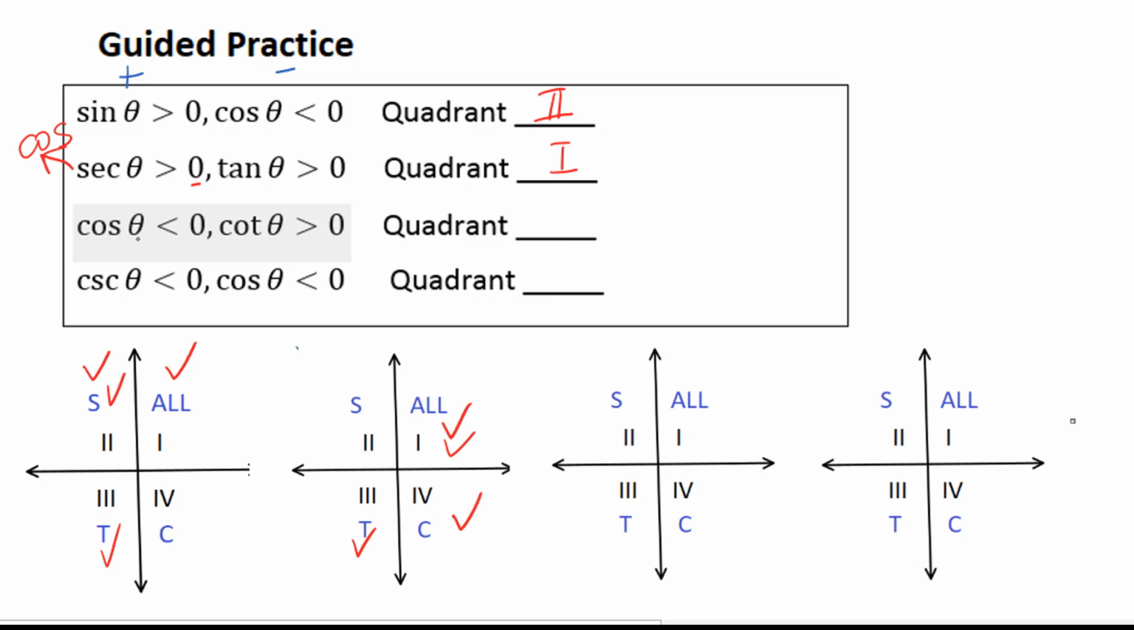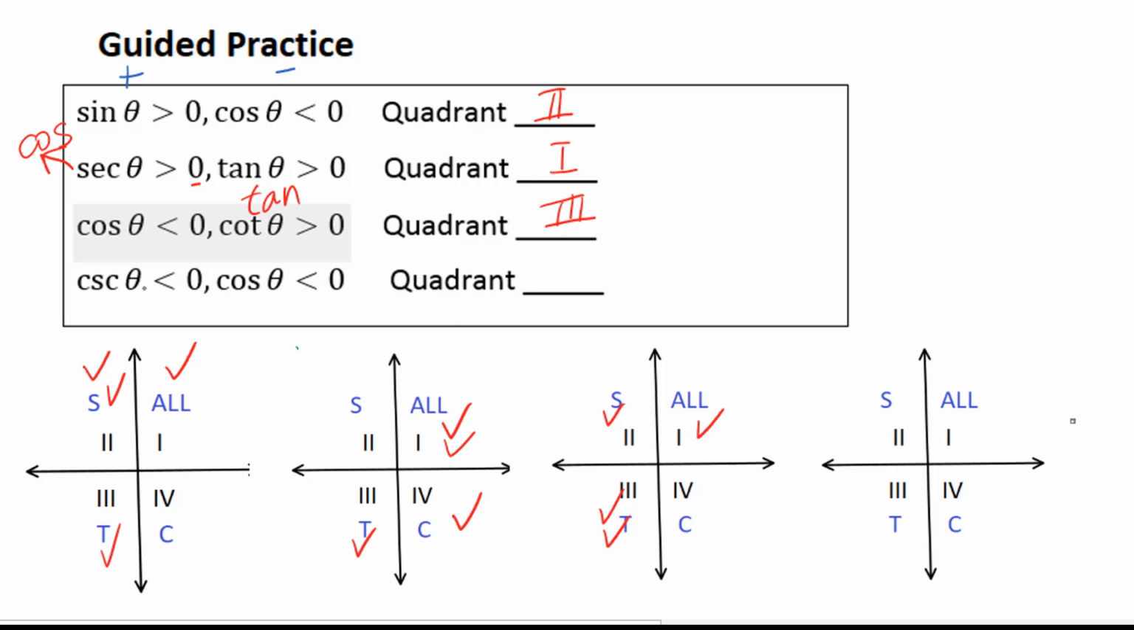Let's go to the next one. Cosine theta less than 0. Cosine is negative. That means these 2. And cotangent is positive. The reciprocal of cotangent is tangent, which means tangent is positive. So we have all T. So we get the third quadrant here.